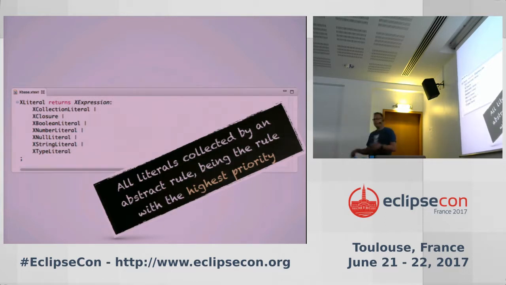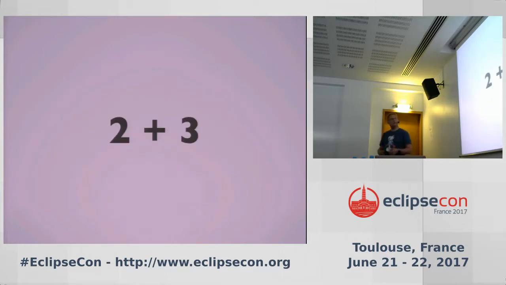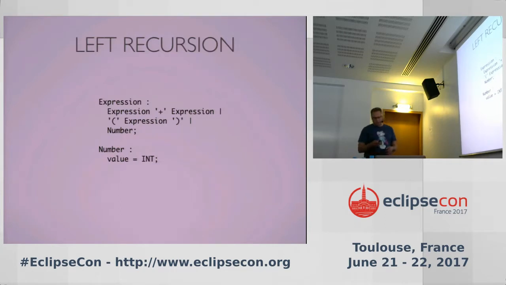So let's get a little bit into the deep. Let's consider a simple sum operation. The first thing that is a problem with this kind of operations is, it could be extended 2 plus 3 plus 4, and this means there's some kind of recursion. So we could naively say, okay, some expression is expression plus expression, or it is just a number, but this has a problem. It is recursive, left recursive.